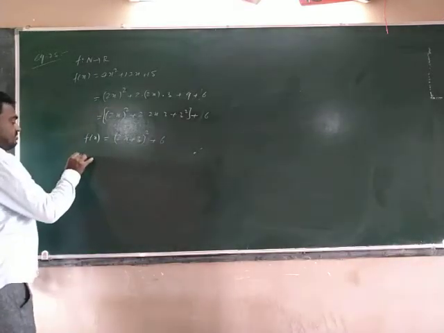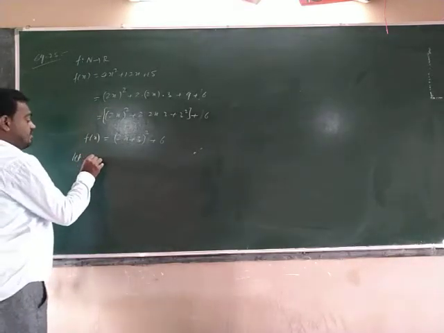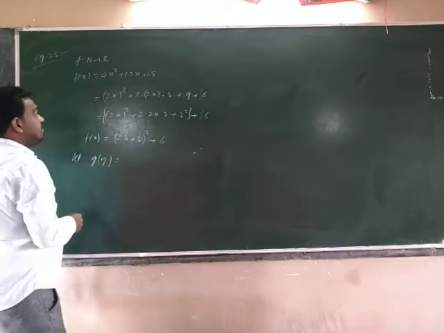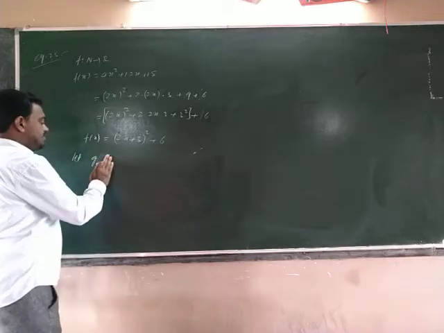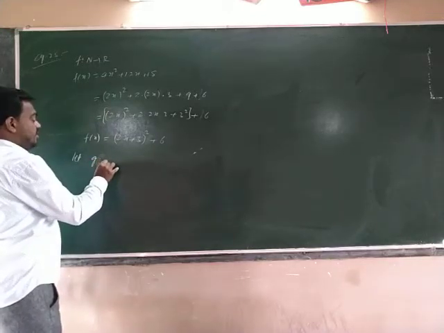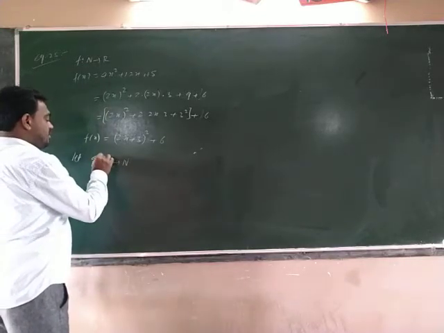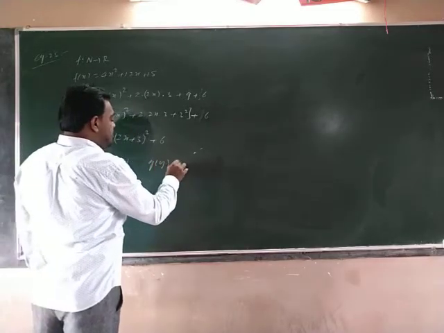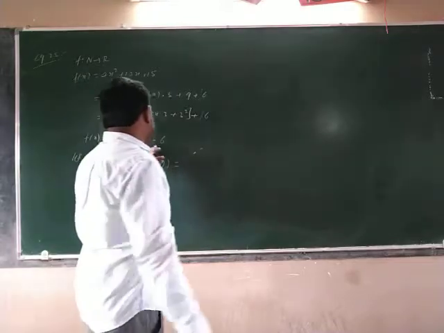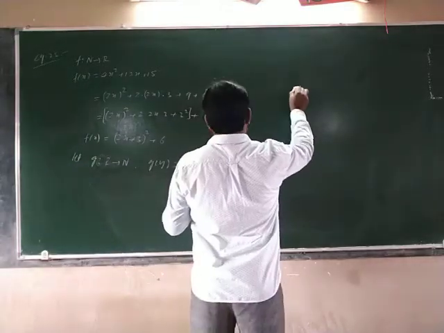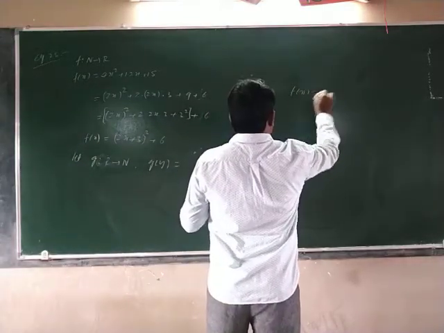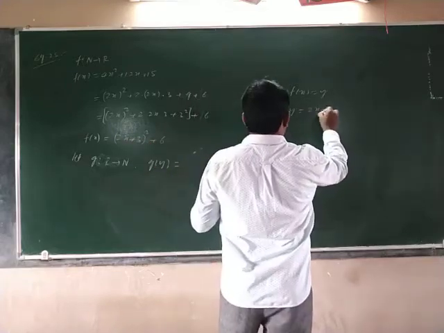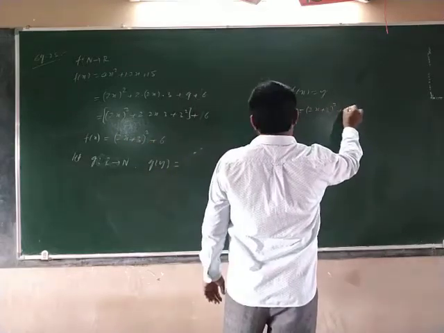Now let g of y be what I am assuming. G is mapping from where to where? R to N. Now g of y is equal to, you write this as your subject. How is it possible? f of x is equal to y we are writing. That is y equal to f of x. What is the f of x? 2x plus 3 whole square plus 6.